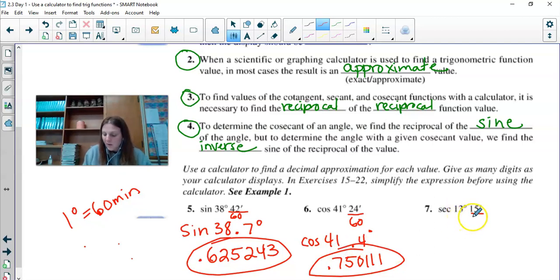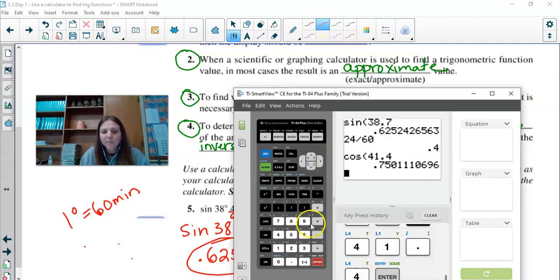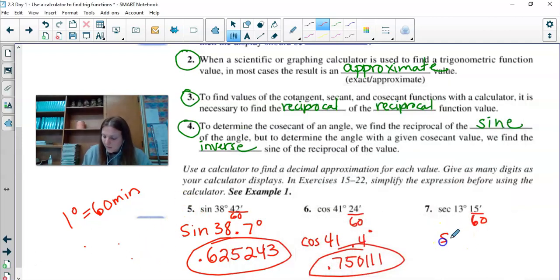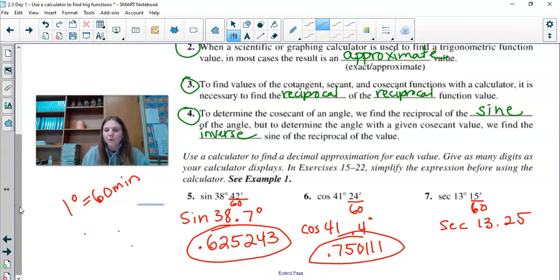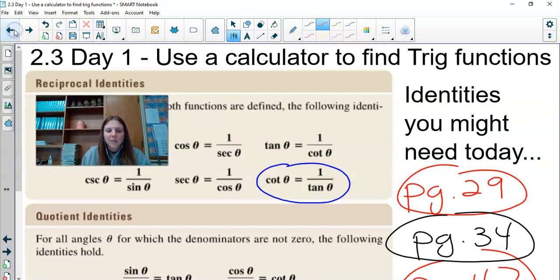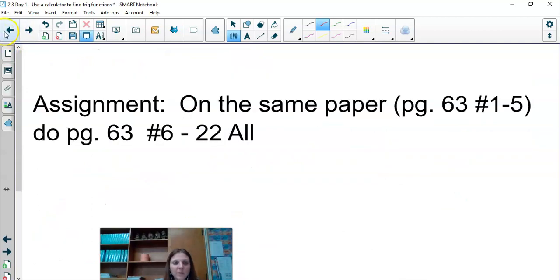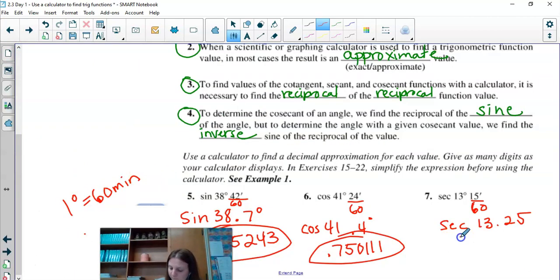Okay, last but not least, divide by 60. So 15 divided by 60, let me clear this, 15 divided by 60 is 0.25. Okay, so I've got secant of 13.25. The problem is we don't have a button for secant. So if you go back to your little list here, again, this is why you want to have these page numbers handy. The secant is the same as 1 divided by the cosine. So we're going to type in 1 divided by cosine 13.25.